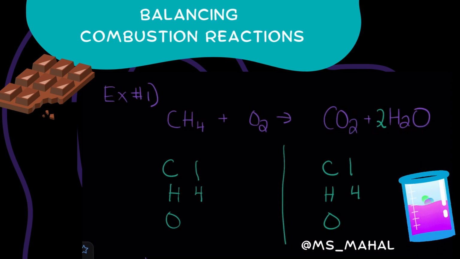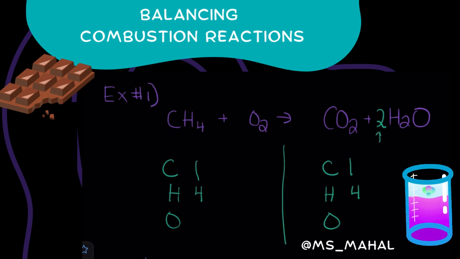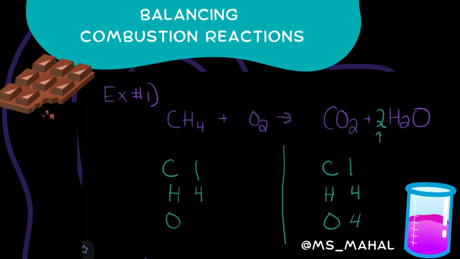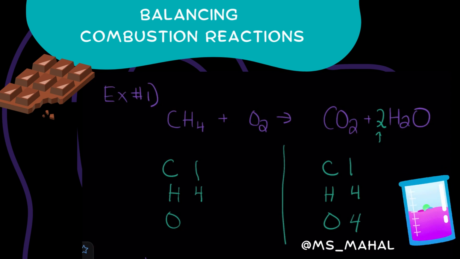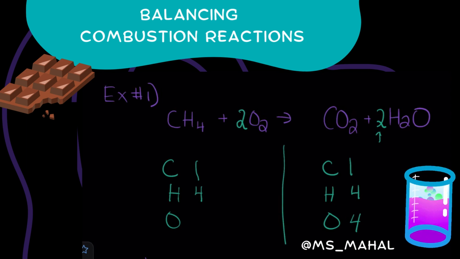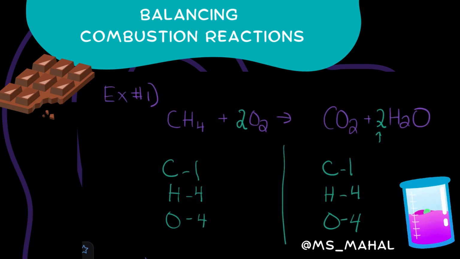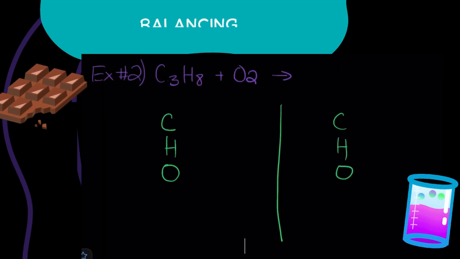And then we also added our coefficient of 2. So I'm gonna have to account for that. So my oxygen on my right is 4, which now means I need 4 on my left. So I know I have 2 there. That means I'm gonna need to pop a 2 on there. And that will give us 4 oxygens. And that is my reaction completely balanced. All right, let's try another example.